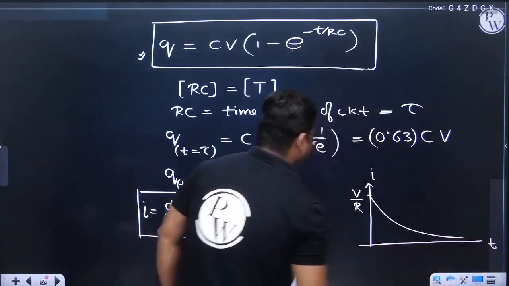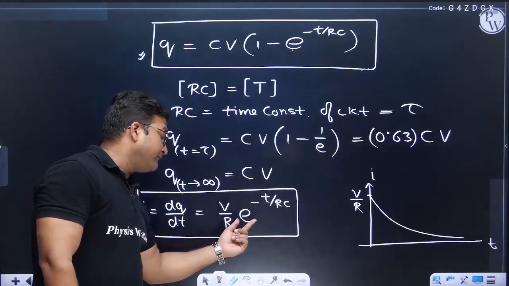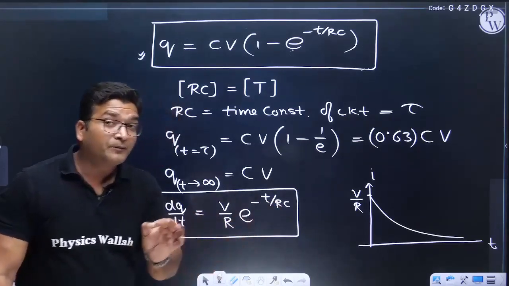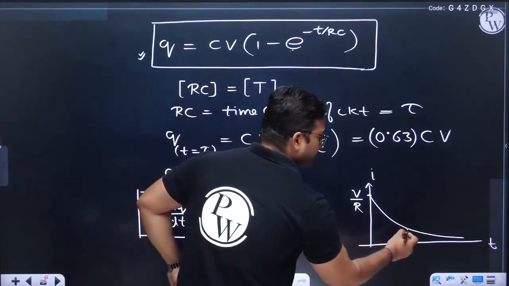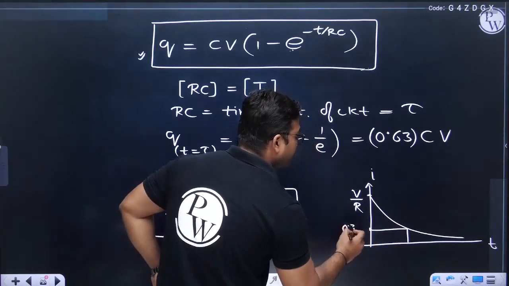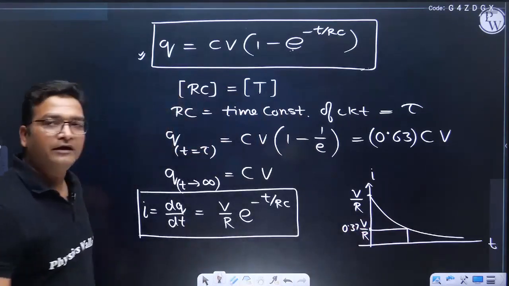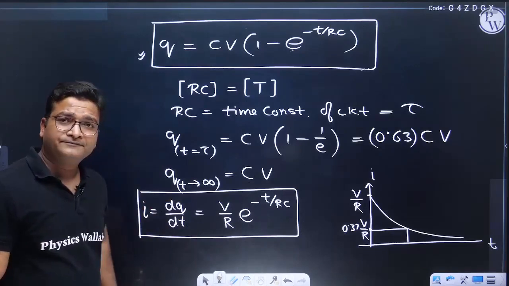This is time. And after 1 time constant, here we will get e to the power minus 1, that is 1 upon e. And I told you 1 upon e is 0.37. So after 1 time constant, the current in the circuit will be 0.37 times the maximum current, which is V by R. Okay, so that is about charge and current.